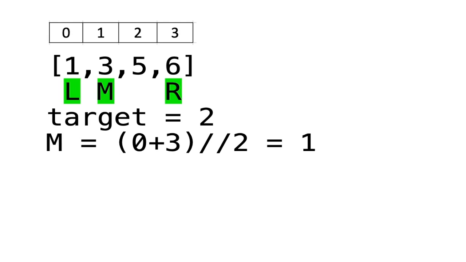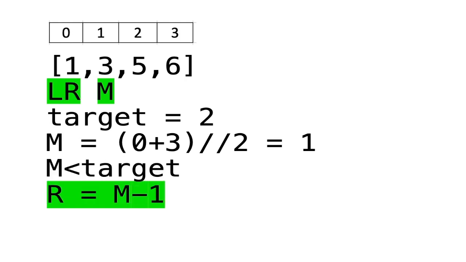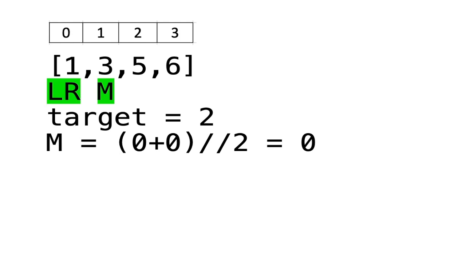Now let's compare the middle pointer with the target. In our case, the middle pointer element is greater than the target, which is 3 greater than 2. So our target element cannot be after m. In this case, we are shifting the R pointer before m, which is R is equal to m minus 1. Now we will repeat the same steps. Now we will find the middle pointer. Middle pointer is 0 plus 0 divided by 2, which is 0. Now we will shift the middle pointer to the index position 0.